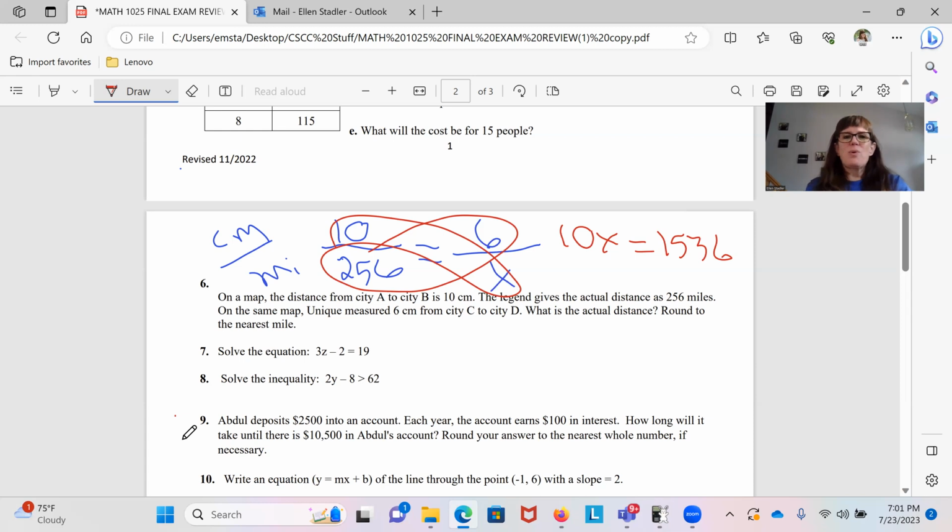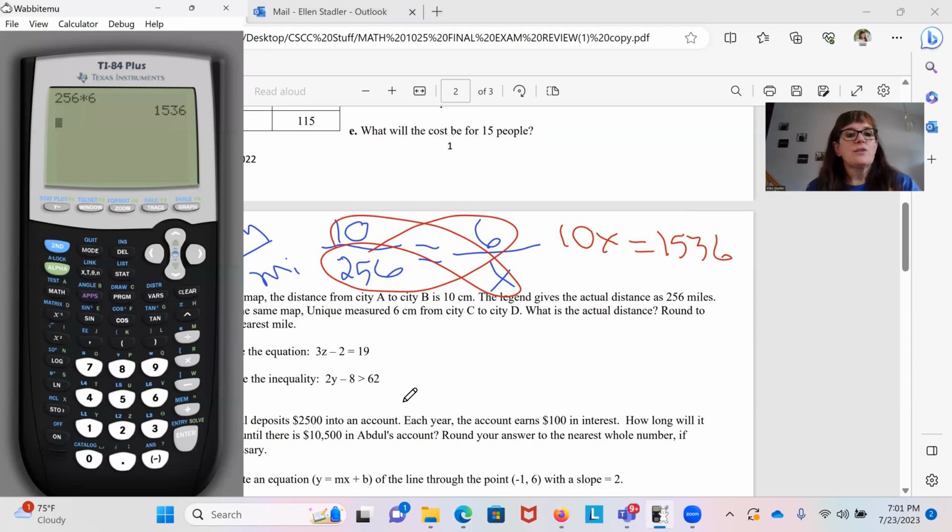So now I've got a one-step equation to solve. I've got 10 smashed up against the x, which means 10 times x. So I undo times by dividing. So I'm just going to take the answer I got and divide it by 10.